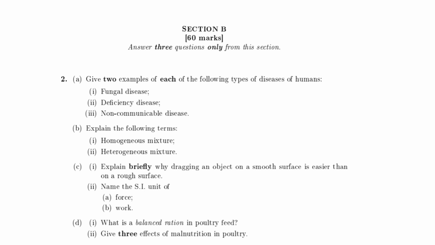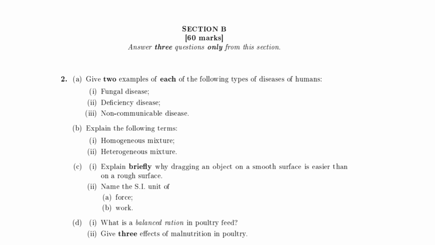Question number 2, or section B. Answer 3 questions only from this section. 2A: Give 2 examples each of the following types of diseases of humans: I, fungal disease; II, deficiency disease; III, non-communicable disease. B: Explain the following terms: homogeneous mixture and heterogeneous mixture.